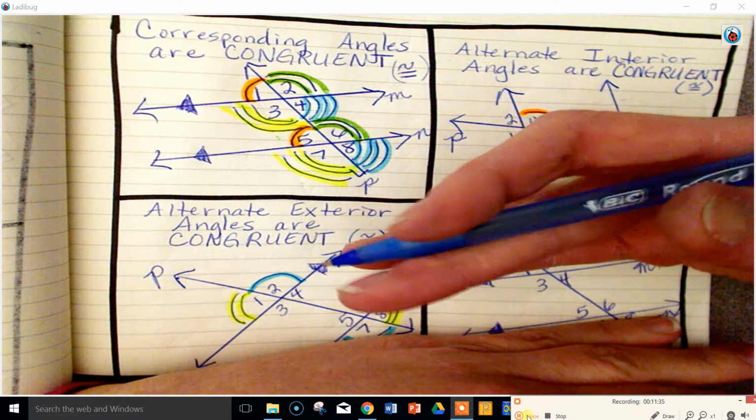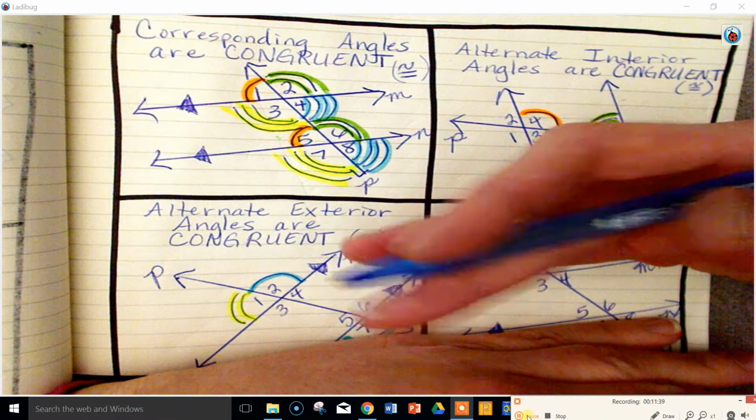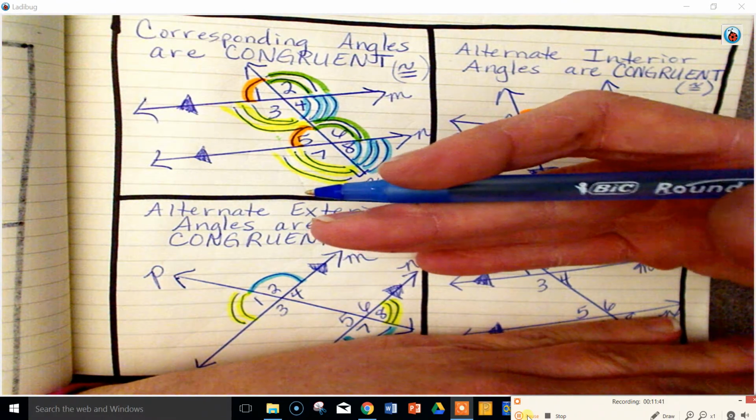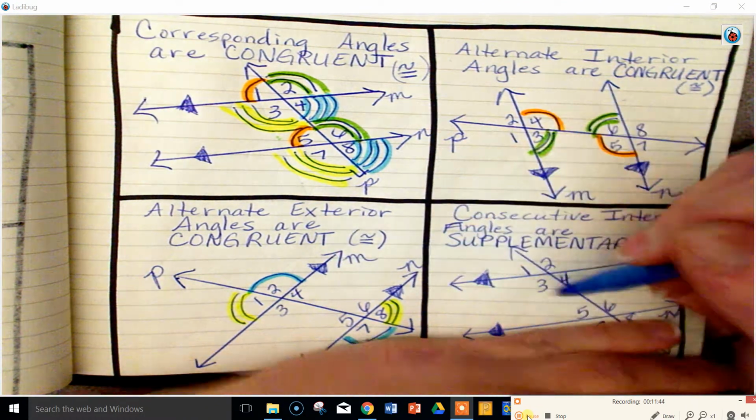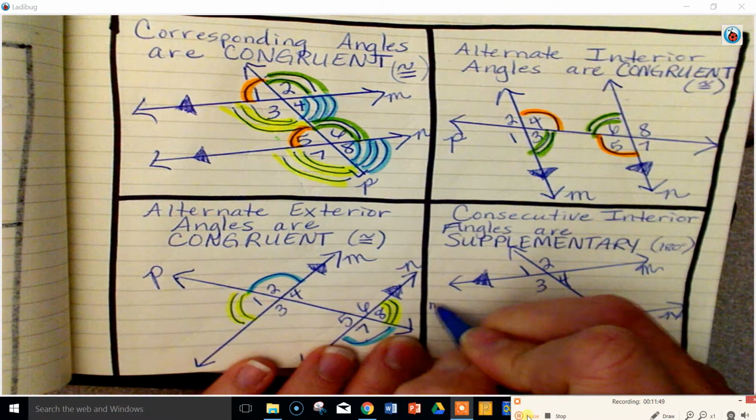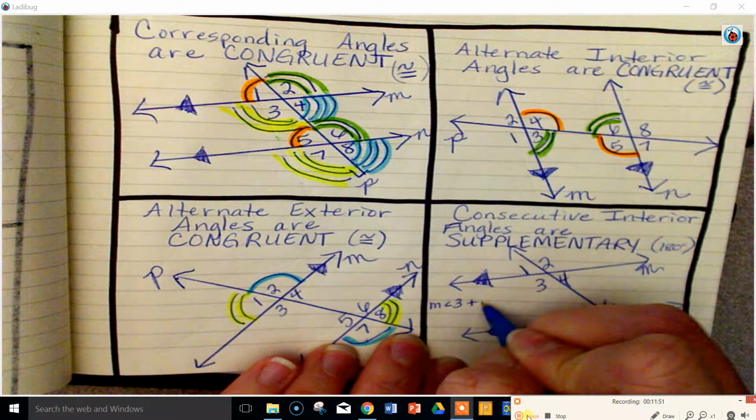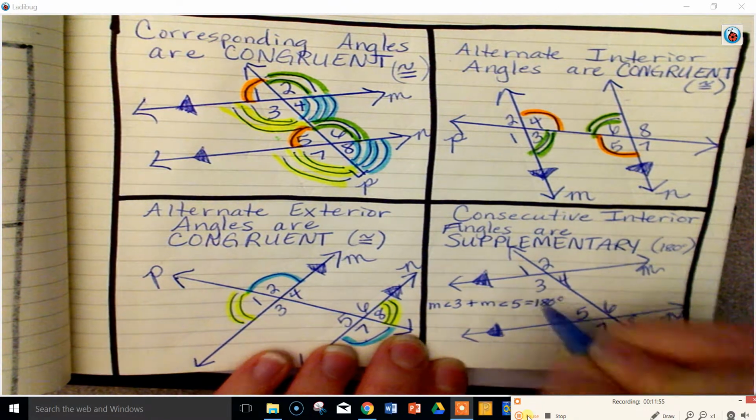So 3 and 5 are consecutive. 4 and 6 are consecutive. They're one right after the other. They're not split apart or separated by anything. And they're supplementary. So if I want to show that angle 3 and angle 5 are supplementary, I say the measure of angle 3 plus the measure of angle 5 equals 180 degrees.